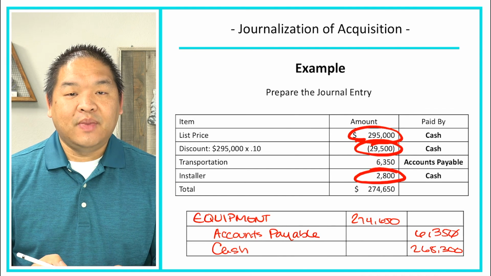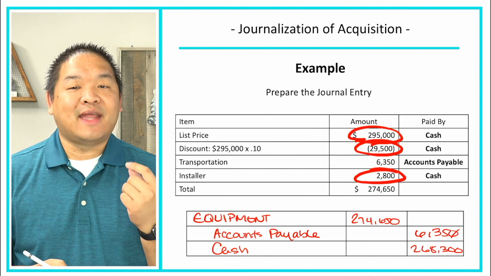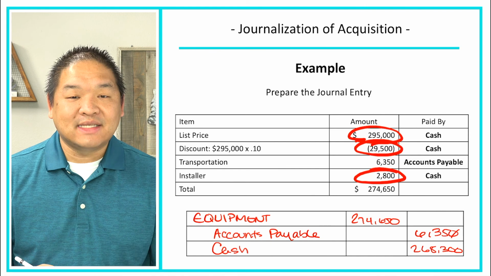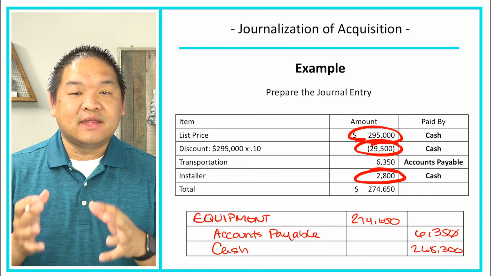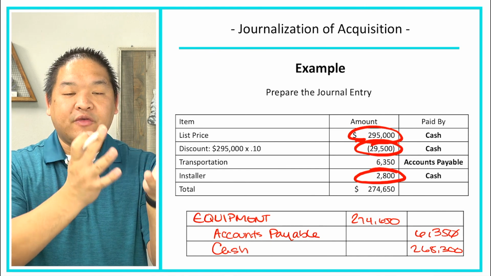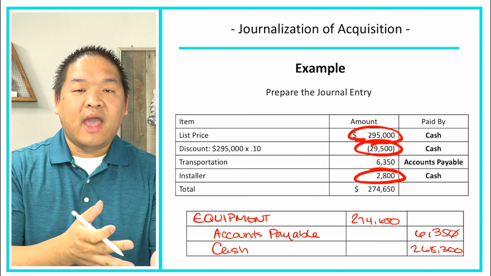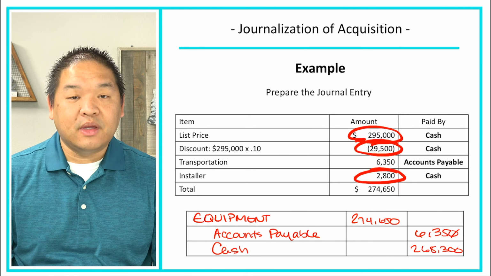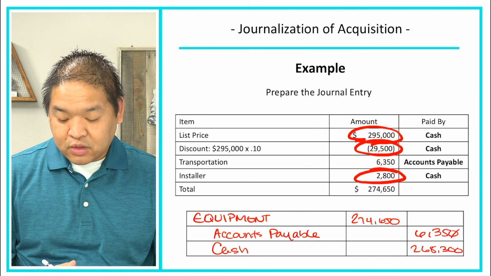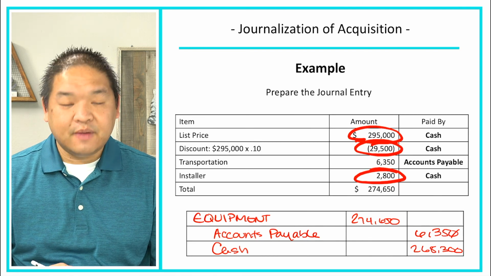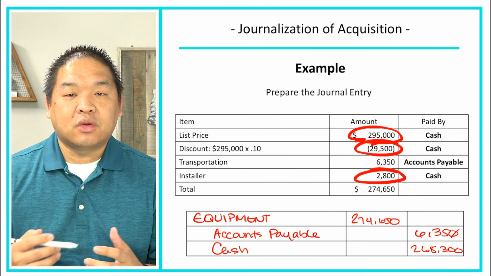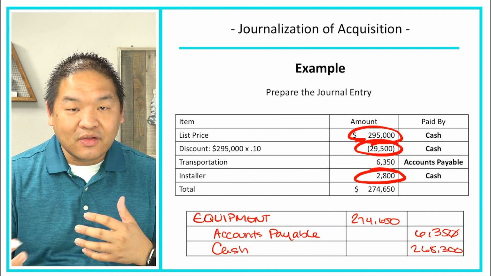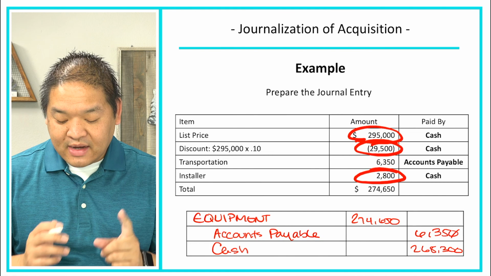The equipment would be a balance sheet account. It's an asset. The reason why it's an asset is because that's going to represent the cost that we've capitalized, that we've put into the asset column, and then we're going to expense over time. So we're going to debit equipment, which is now an asset, for $274,650, and then we're going to credit all of our payments, or all of our outlays for acquiring that equipment.